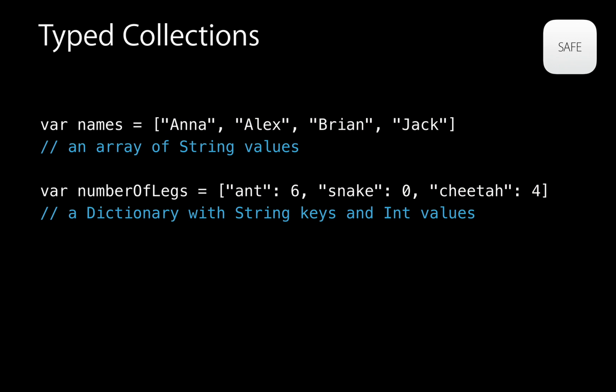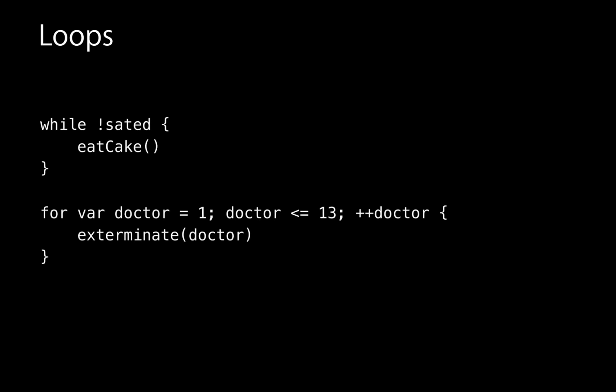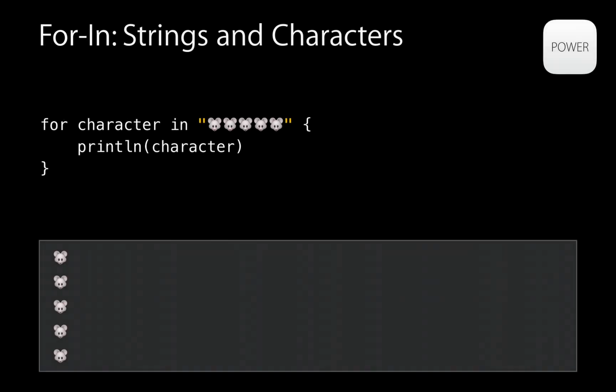So having defined our collections, it would now be useful to loop over them, to iterate over their values. And we have all the loops you'll be familiar with from C. We have while loops, do while loops, and for loops. And as we saw earlier, we also have the for in loop, which we use with strings and characters. But it's a bit more powerful than just strings. We can use it for a few more things than that.